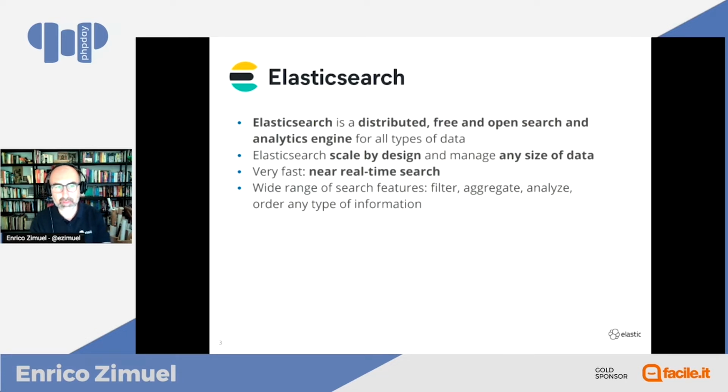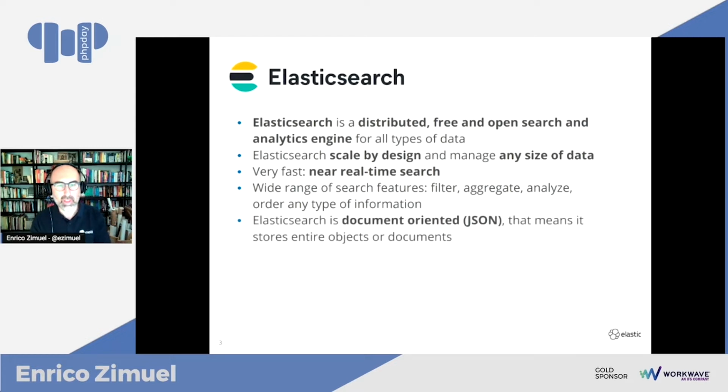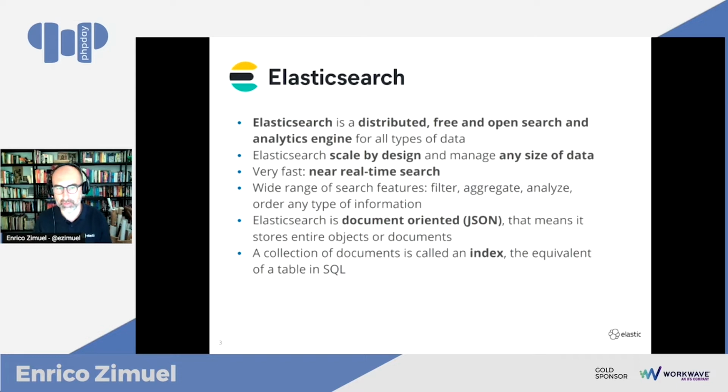The more important are the filtering. So with Elasticsearch, you can filter your data, you can aggregate your data, you can analyze your data if you need to do some statistical, data mining, or data science activities. Technically speaking, it's a document-oriented database using JSON as documents. And when you store an object, a document, into the database, this is actually called an index. So an index is actually a collection of documents, and you can think about an index as the equivalent of a table in SQL.